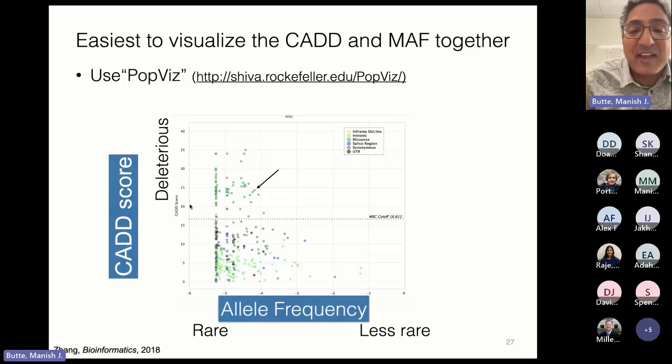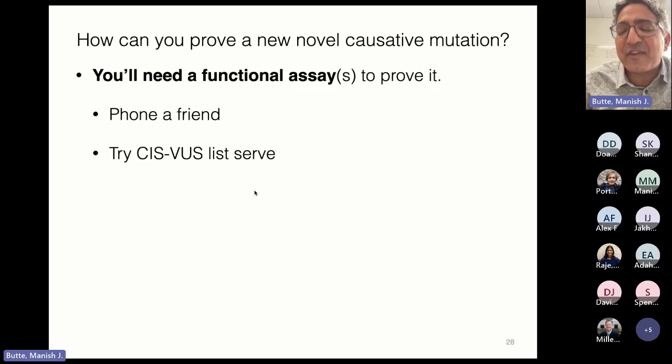And so if your variant is here, that is pretty rare, 1 in 10,000, and also has a CAD score of 24, now you're holding your cards very well, and you can say, oh, this is an interesting variant. It fell in an interesting domain, it's rare, and it's been predicted to be deleterious by CAD. Wow, this could really be the cause of my patient's disease. In the end, though, you need a functional assay to test the variants of unknown significance.